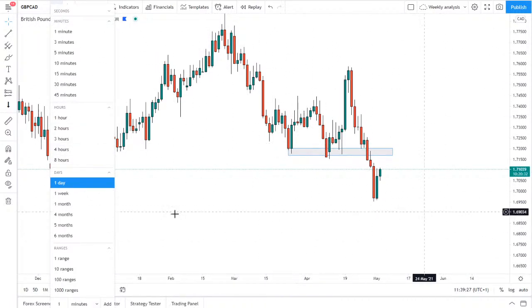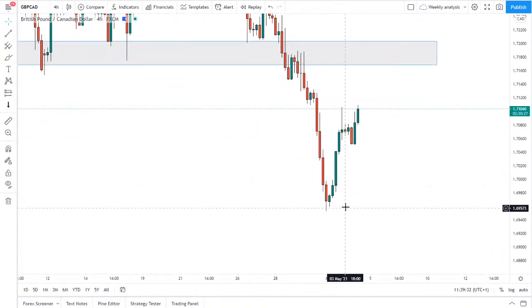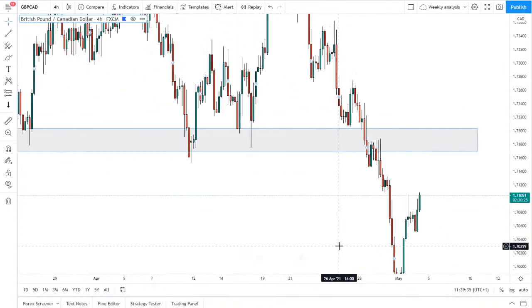Looks like right now we're getting a bit of a pullback to the upside. So again, still treating this push to the upside here as retrace. Expecting to see a bigger move to the downside happen for GPCAD.